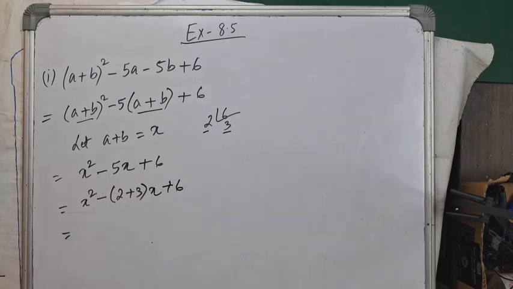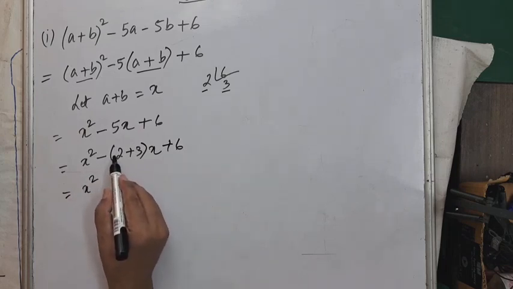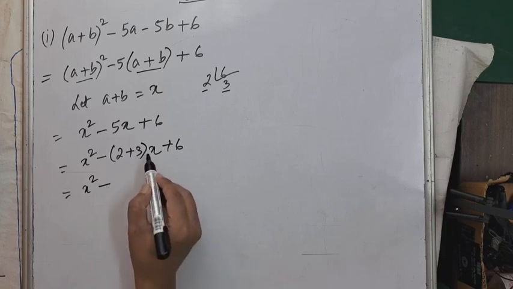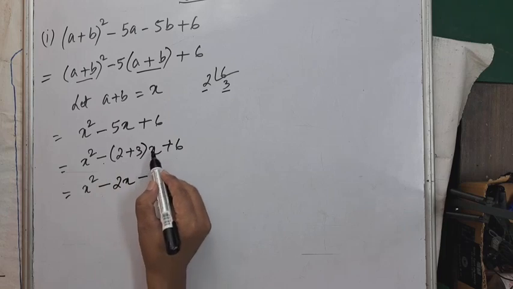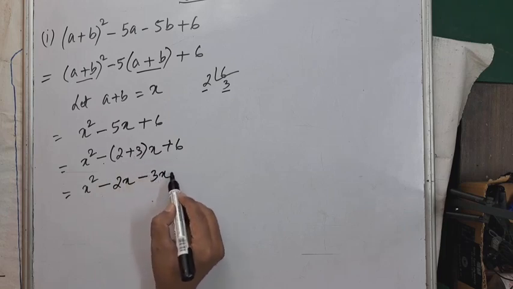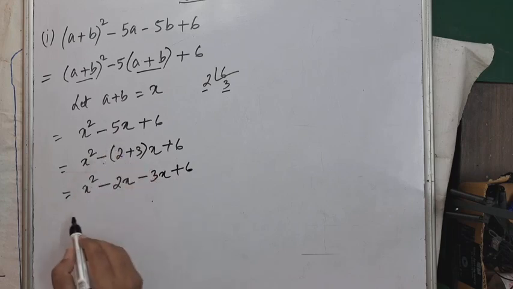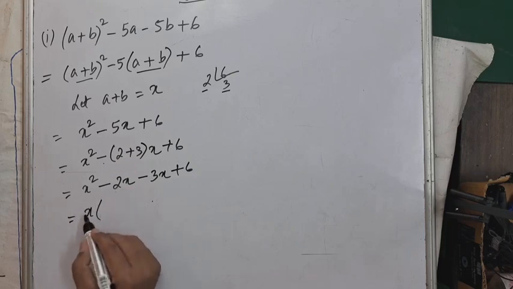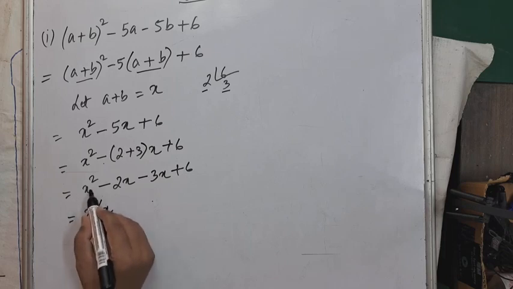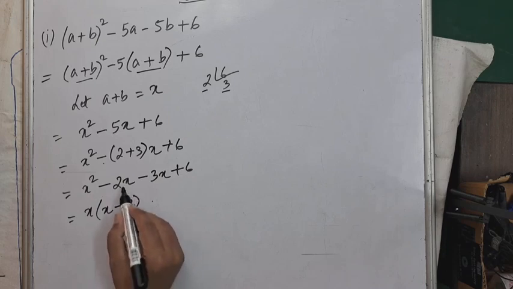After that, x² − 2x − 3x + 6. Minus into plus is minus, x into 2 is 2x; minus into plus is minus, x into 3 is 3x; plus 6. So −2x − 3x is −5x. Now we can see x common in both the first two terms, so we take x common. x into x gives x², and minus x into 2 is 2x.